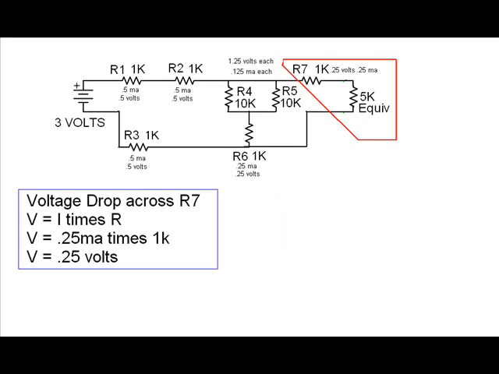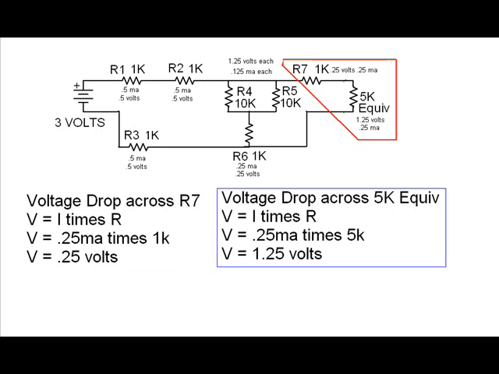Next, we're going to look at that 6K resistor, the equivalent resistor, on the far right-hand end, and split it back into 1K ohm R7 and the 5K ohm equivalent resistor. The voltage drop across R7 is 0.25 milliamps times 1K, which is 0.25 volts. We're getting there. We're almost done. Bear with me. So the 5K equivalent would have a voltage drop of 0.25 milliamps times 5K, which is 1.25 volts.